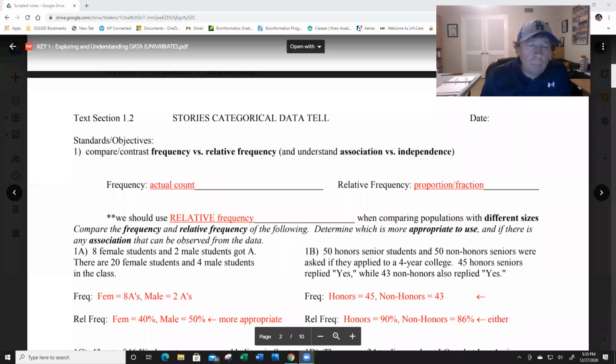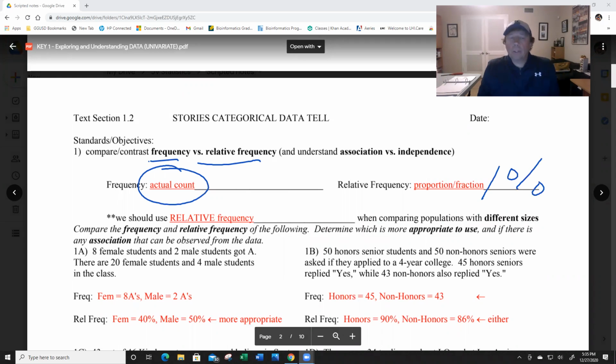All right. So section 1.2 notes, we're talking about frequency versus relative frequency. Frequency is just the actual count. And relative frequency is the proportion, fraction, or more commonly the percentage. Obviously you're going to use relative frequency, as I pointed out here, when you've got populations of different sizes. It sounds so basic, but it's literally the reason that percentages were invented, so you could compare things of different denominators. It's just that simple. We often call it relative frequency.